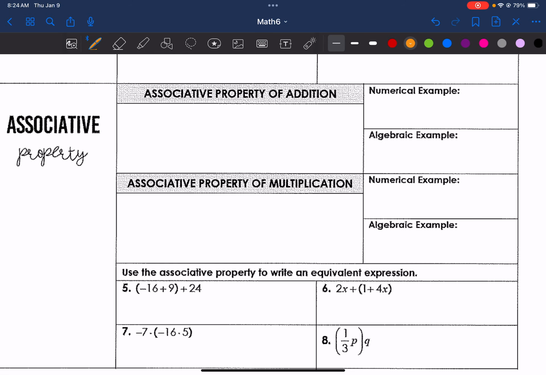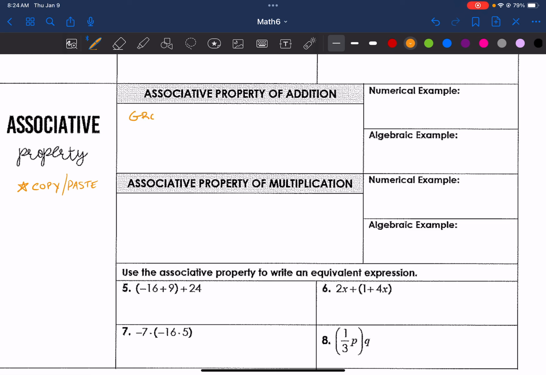The next property is called associative property. What we're talking about is how you associate, how you group the numbers does not affect the answer. This is the type of property that I like to call the copy-paste property. What I mean by that is the order literally does not change. The parentheses might move, the grouping might move, but the order of the numbers does not change from the left side of the equal sign to the right side of the equal sign.